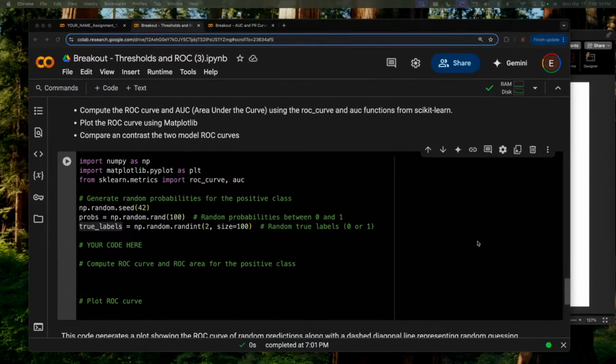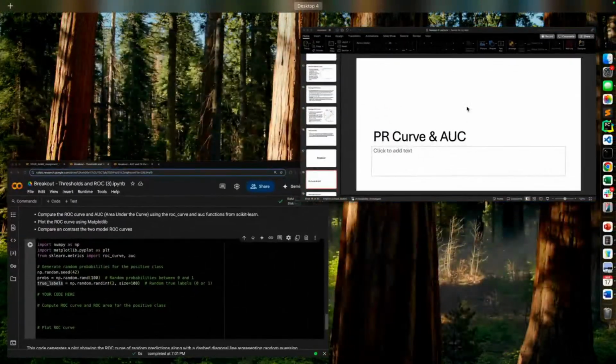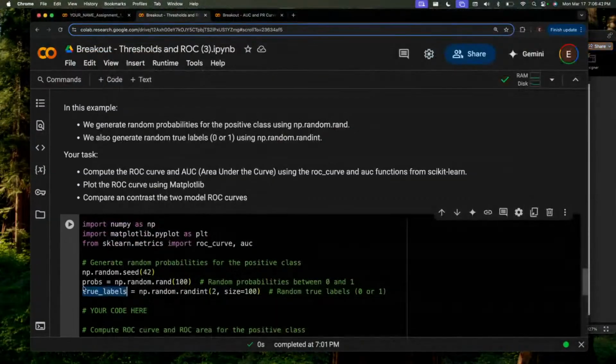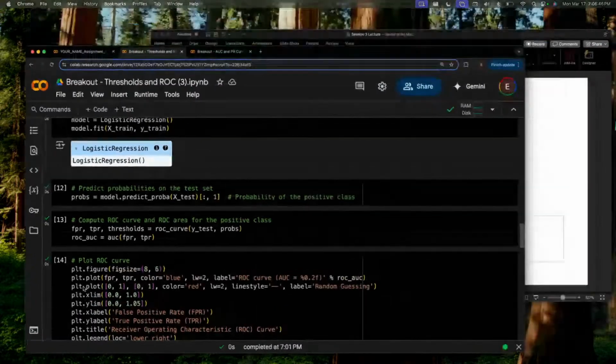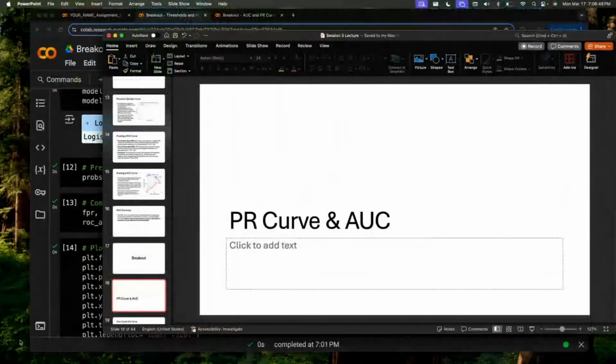Okay. I don't think we're going to walk through that because it's the same example up here, just a chance for you guys to apply that.